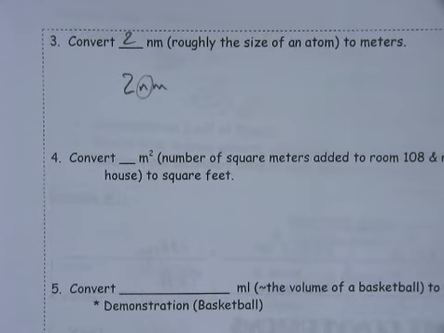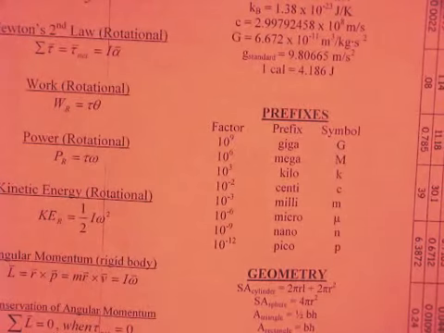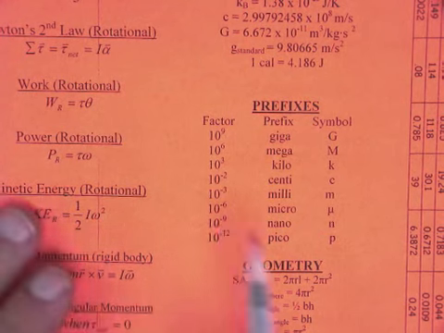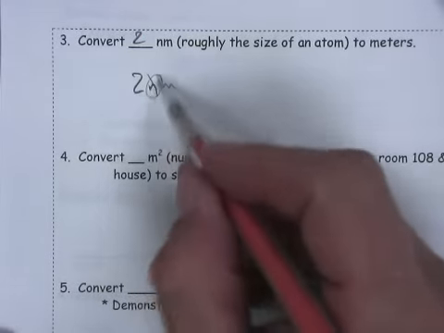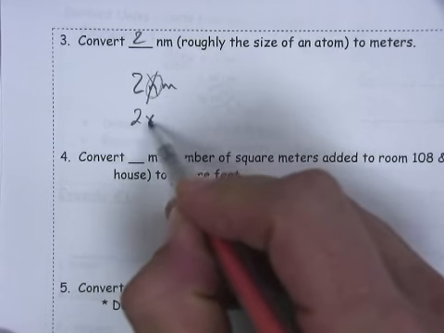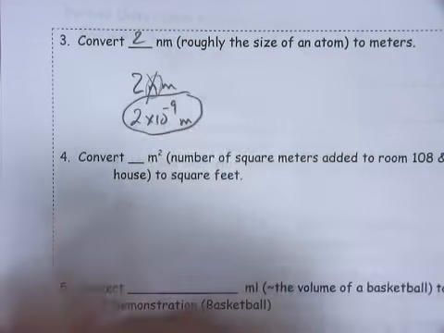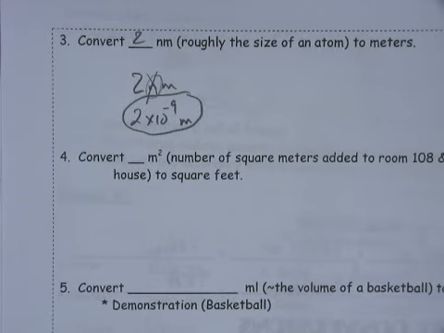And that's where I'm going to go back to my equation sheet and look up nano. So nano is right here. It's times 10 to the 9th. And so we've done this already. So times 10 to the 9th. Instead of writing the n, I'm going to go 2 times 10 to the minus 9th meters. And there it is. So I didn't need to do a big long conversion on that one.